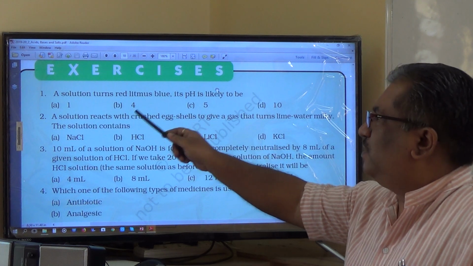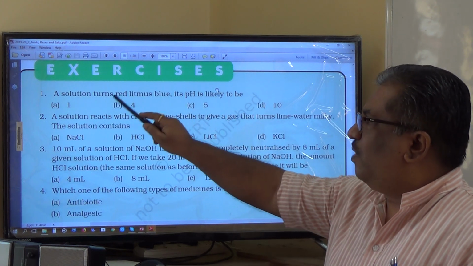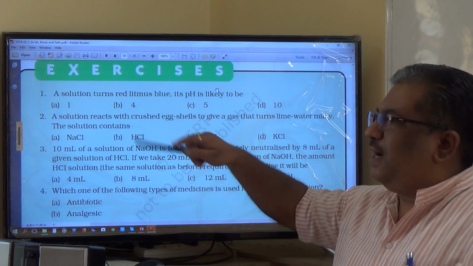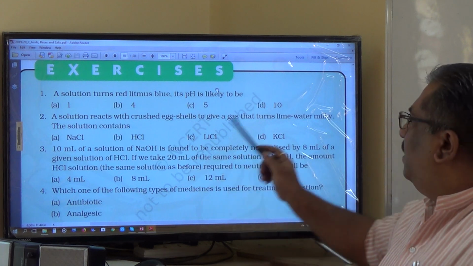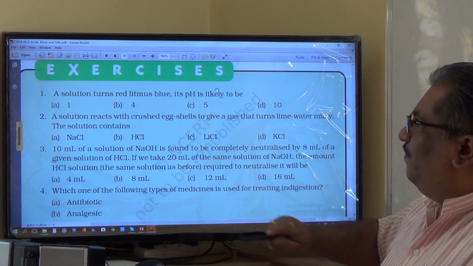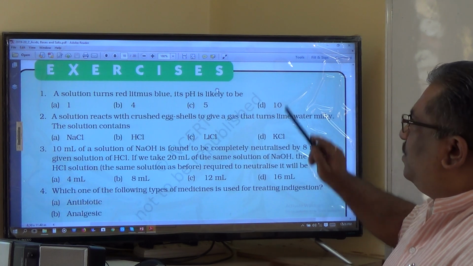A solution turns red litmus blue. Its pH is likely to be. Which solution turns the red litmus blue? Alkaline or basic? For base, the value should be above 7 and therefore answer D is the right answer. A solution turns red litmus blue, its pH is likely to be basic, which is 10.